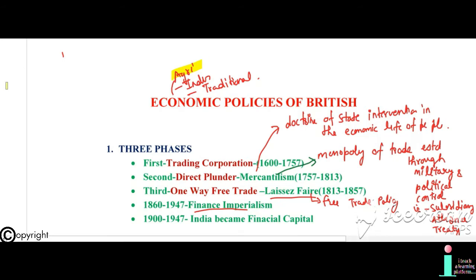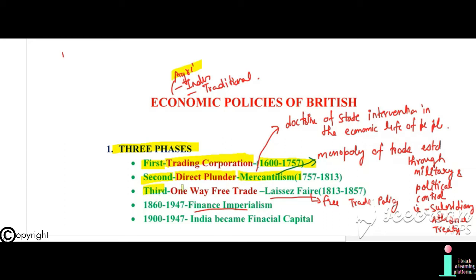So, if we see, the phases of economic policies could be divided into three. The first phase is from 1600 to 1757, in which they came as a trading corporation or traders. The second phase is mercantilism, as I have already explained this theory, and it's visible in the economic policies of the British. This phase was direct plunder. Huge exploitation, and wealth was taken from India to Britain.